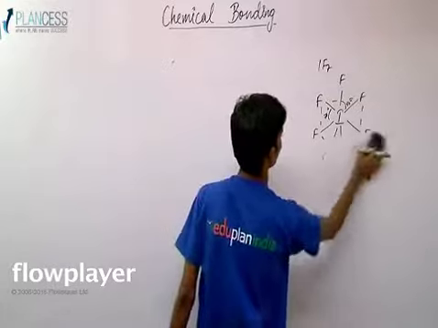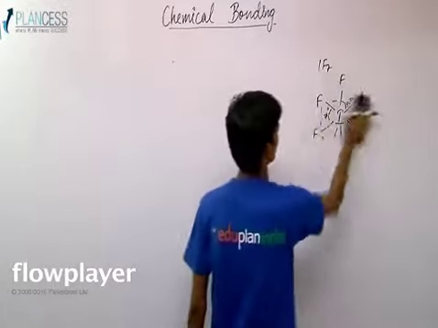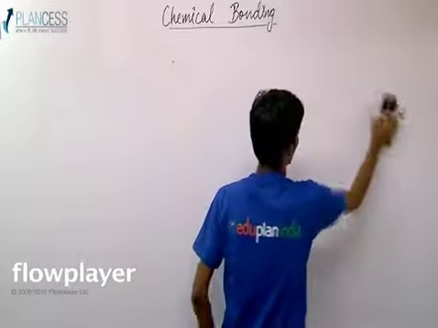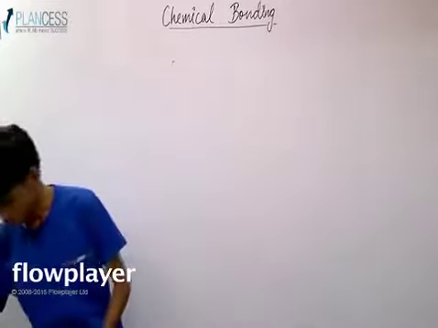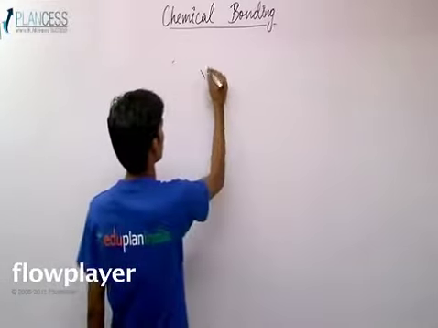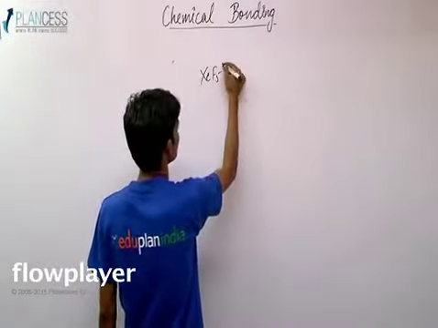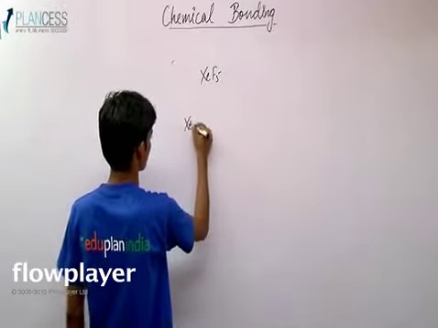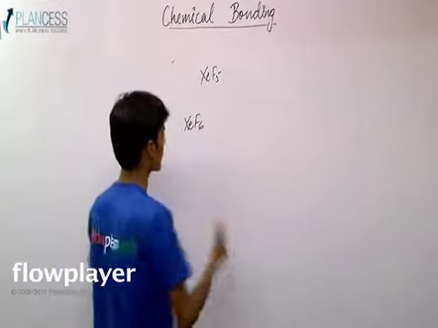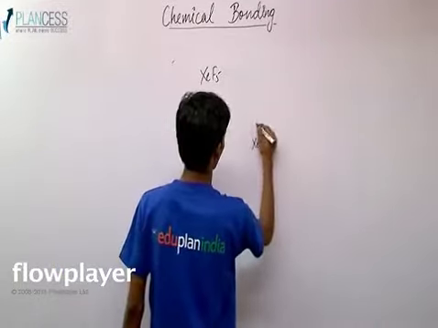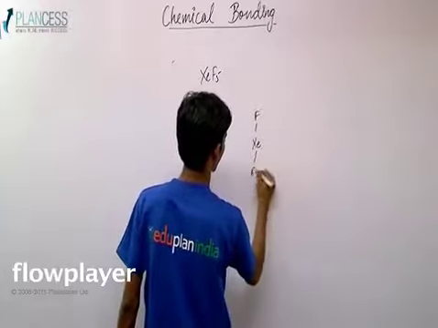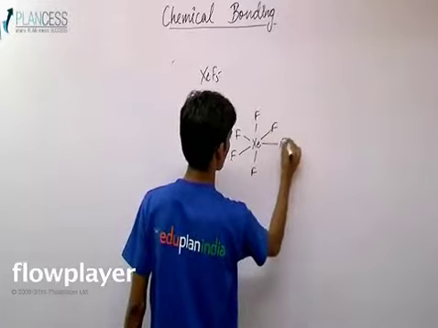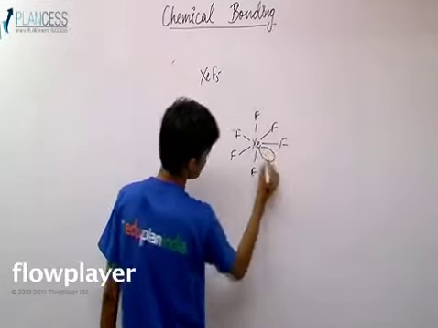Instead of pentagonal bipyramidal, it would be pentagonal planar, because the 2 lone pairs will come at the axial position in that case. If we consider XeF6, in XeF6 there was 6 bond pairs and 1 lone pair. So xenon, the first fluorine was here, the second fluorine here, and so on, and I said that the lone pair should come at the equatorial position.